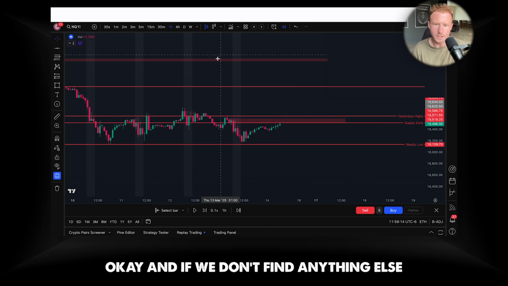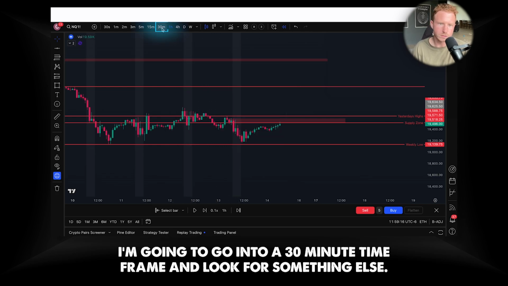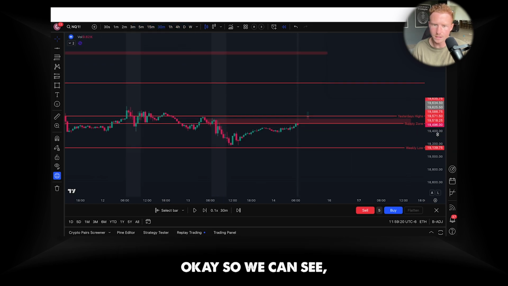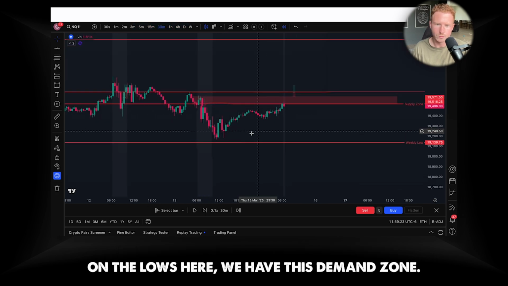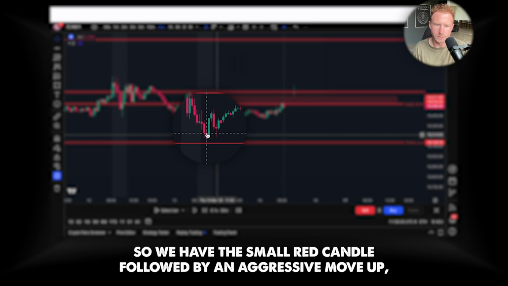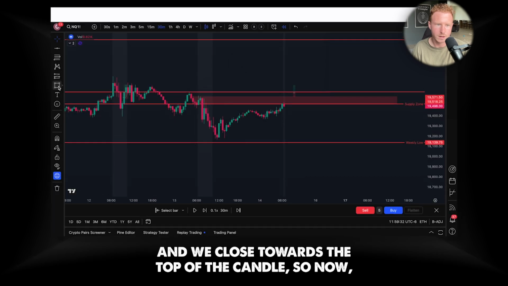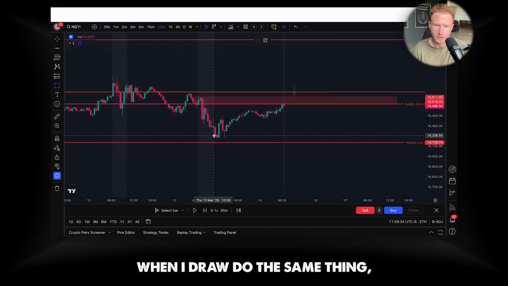Okay, and then if we don't find anything else, I'm going to go into a 30-minute time frame and look for something else. Okay, so we can see on the lows here, we have this demand zone. So we have this small red candle followed by an aggressive move up, and we close towards the top of the candle. So now I'm going to do the same thing, just the opposite way.